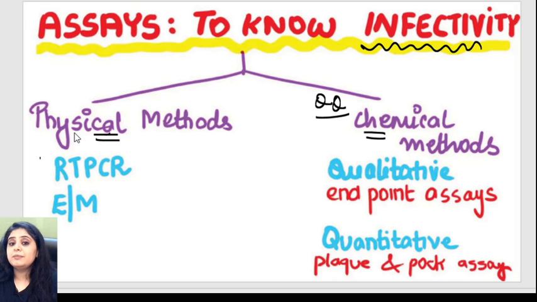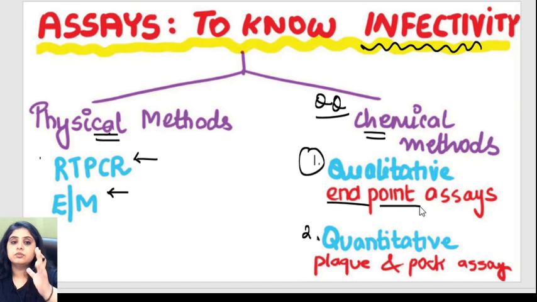See, in physical methods, you can physically see either the DNA or the RNA of the virus, or you can see the virus under electron microscope. Under chemical methods, you either have qualitative or quantitative. What is qualitative? Endpoint assay. Endpoint tells you the virus is infective or not infective, yes or no. It doesn't tell you the quantification, how many viruses, what is the number. Just infective, there or not there.